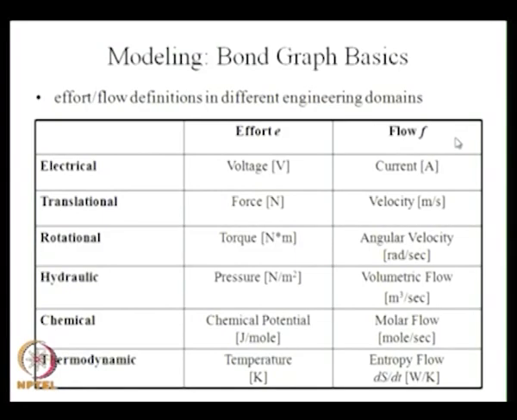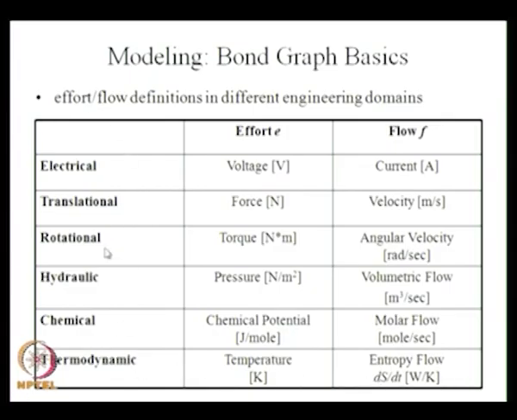For multiple domains, this effort and flow can be defined. For example, for electrical, effort is voltage and flow is current. For translational motion, force and velocity. Rotational motion, torque and angular velocity. Hydraulics is pressure and volumetric flow. Chemical is chemical potential and molar flow. Thermodynamic is temperature and entropy flow.